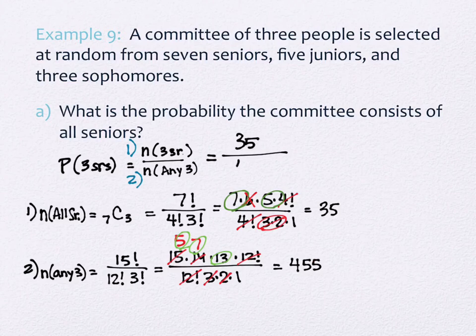So again, back up here, I've got 455 now. Now, I don't have to put it in a decimal form. Fractions are fine, but I do need to reduce the fraction. What do these both divide by? At least 5, right? So if I divide each of them by 5, I've got 7 on top. What's 455 divided by 5? 91.